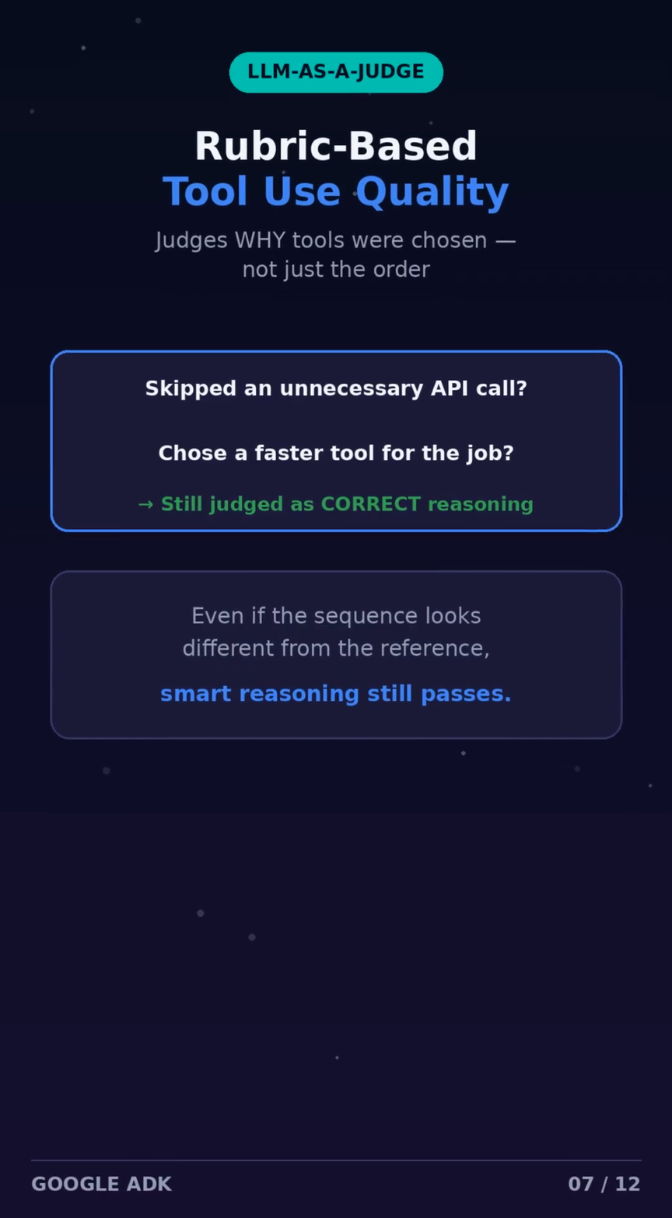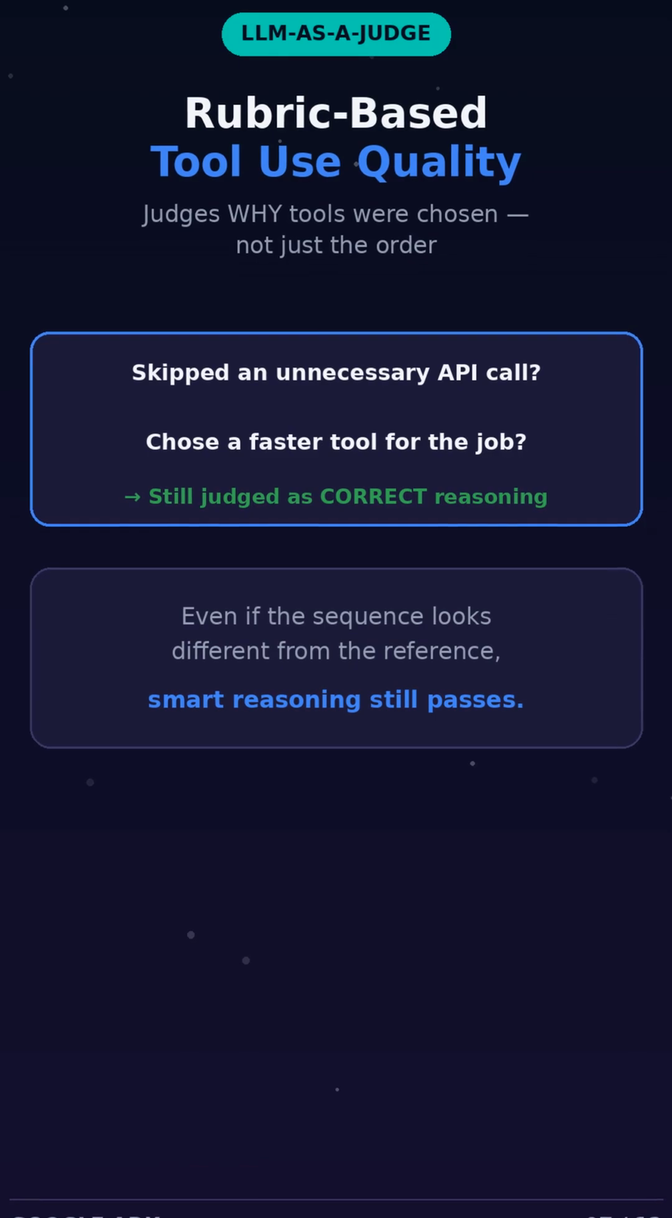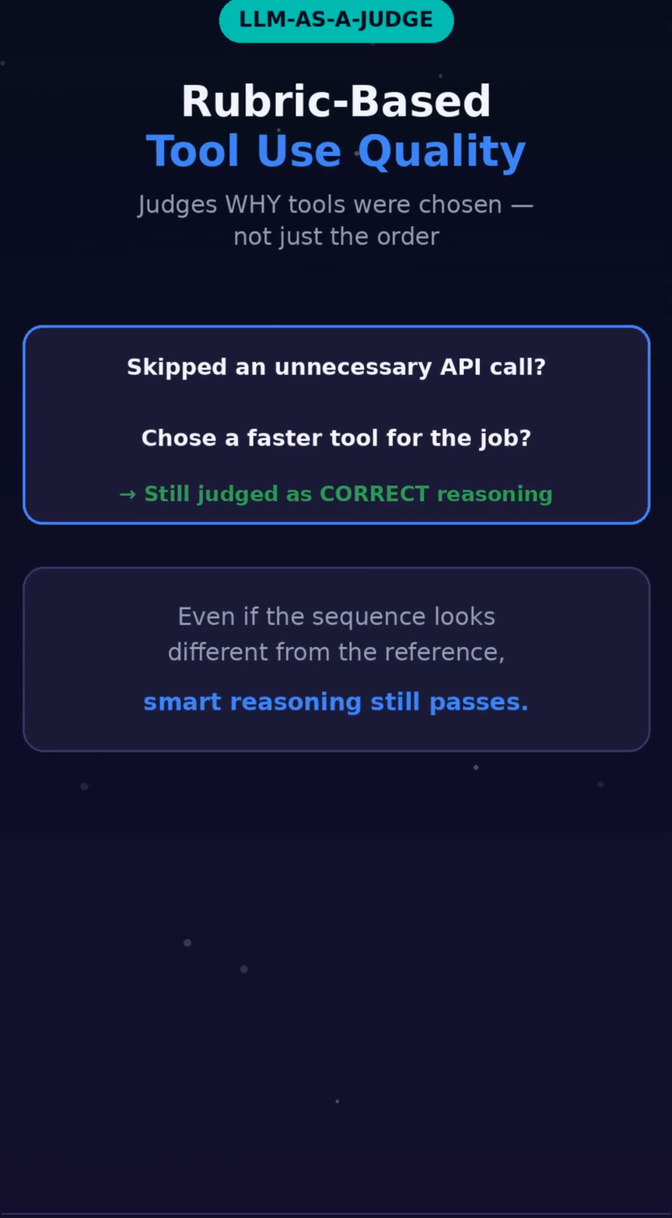The last metric in this part is rubric-based tool use quality. Instead of only checking the exact order of tool calls, this judges whether the tool selection itself made good sense. Example: an agent skips an inventory check because it already retrieved that data in an earlier step, or it picks a faster search API over a slower, redundant one.